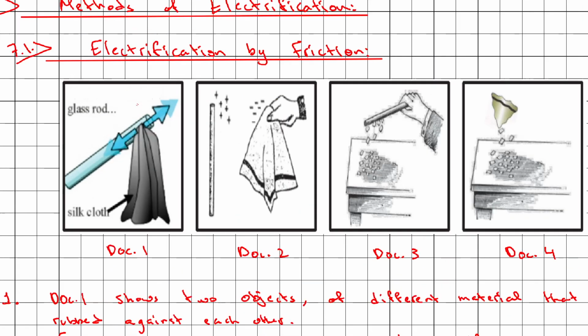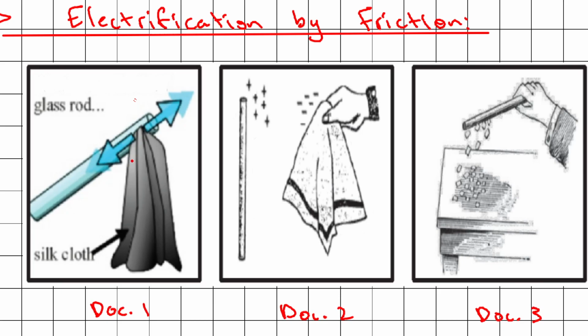Then let me repeat and say why friction causes these two bodies to get electrified, because whenever we rub them, friction is gonna occur between both.